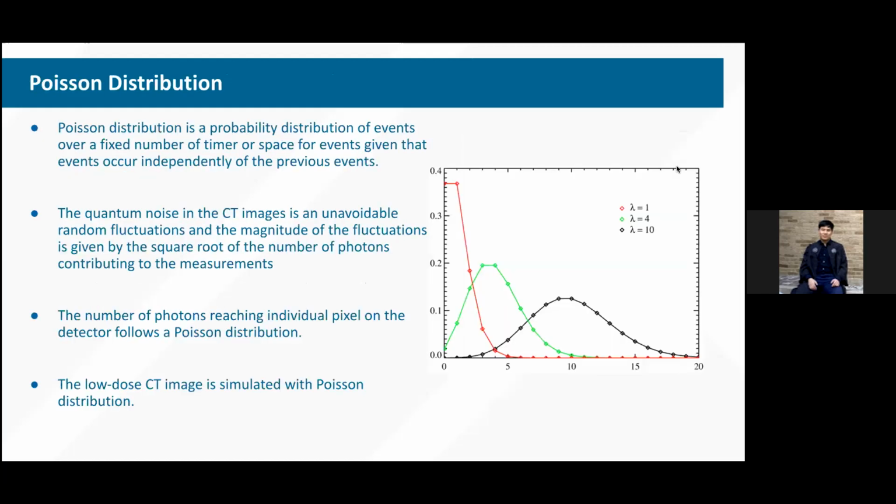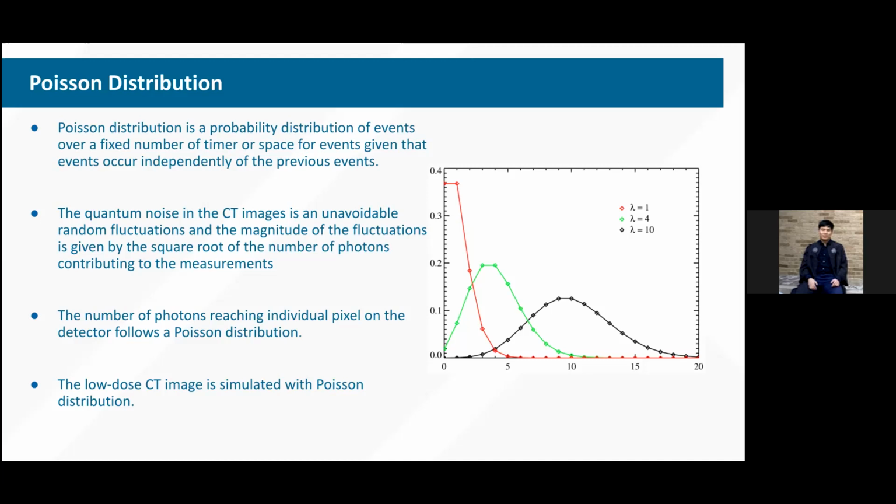The last concept I want to introduce is the Poisson distribution. In theory, the Poisson distribution is the probability distribution of events over a fixed interval of time or space for independent events. The magnitude of the fluctuation for the quantum noise is given by the square root of the number of photons contributing to the measurement. And the number of photons reaching an individual pixel on the detector follows this Poisson distribution.